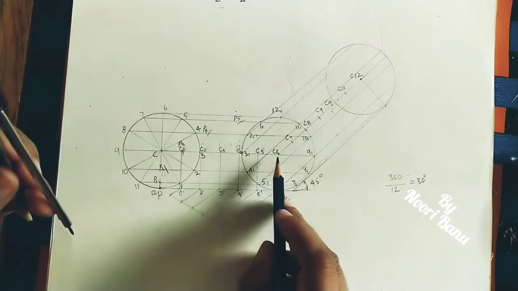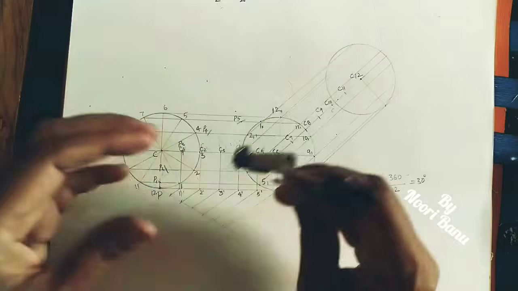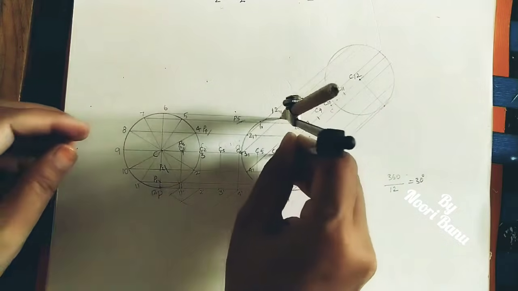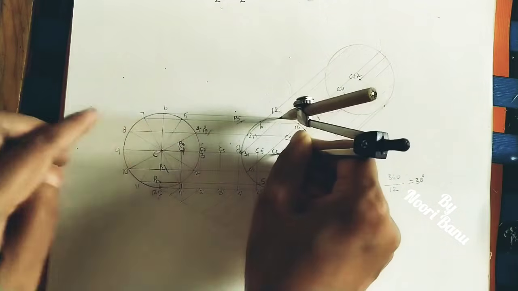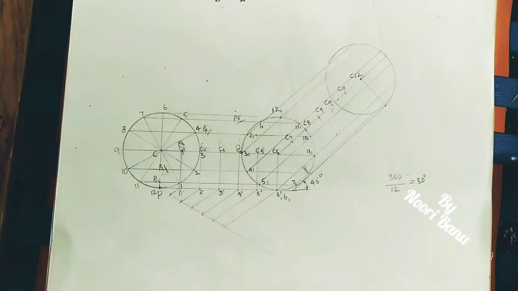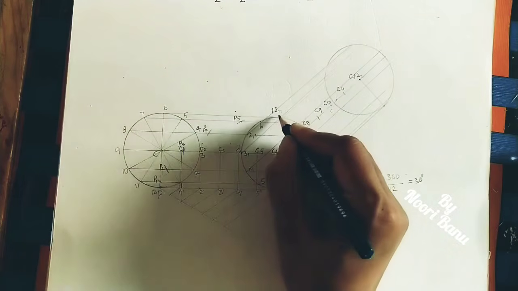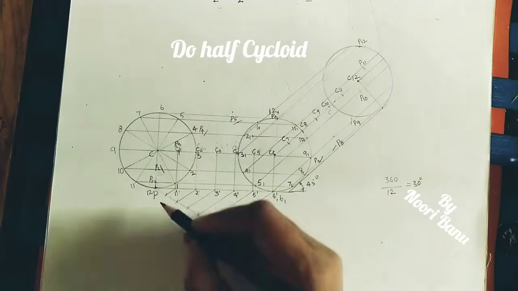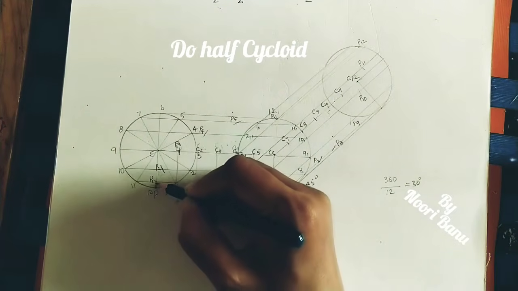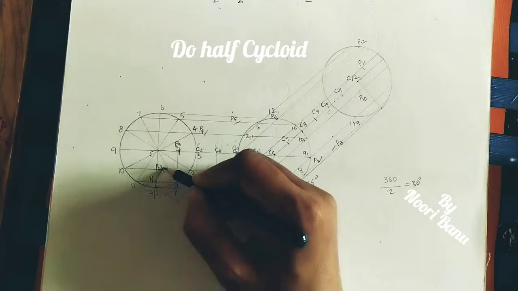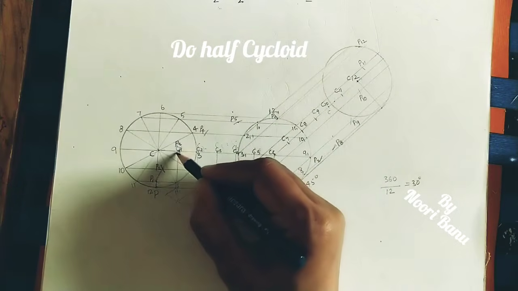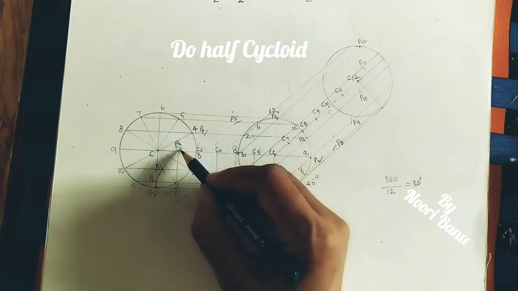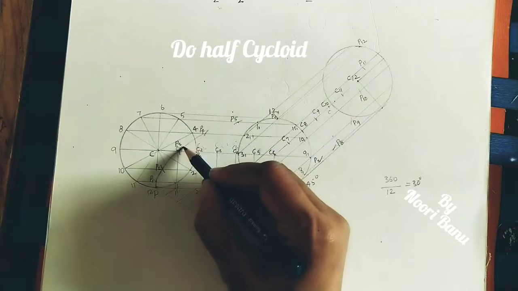So after C5 the center is C6. C6 center, do an arc on the sixth line, that is on this line. So it is touching the 12th point. So the P point is coming here. So I am taking this as P6. Let us do it by using a freehand curve. Join P to P1, P1 to P2, P3, P4.